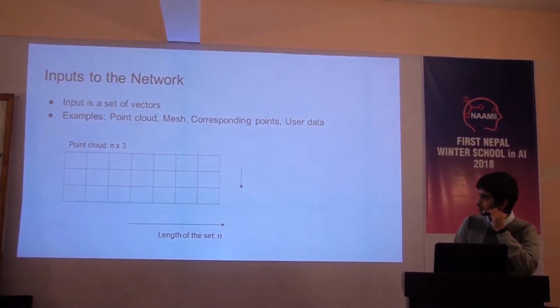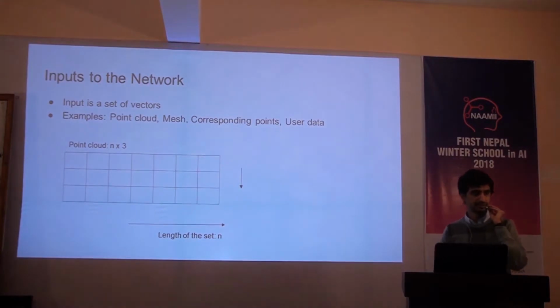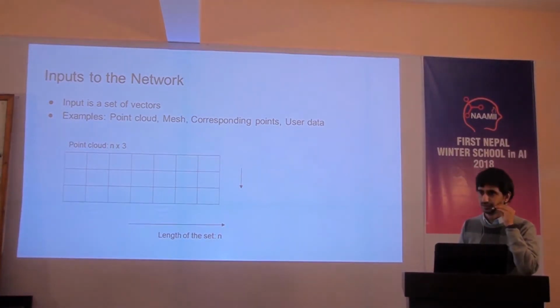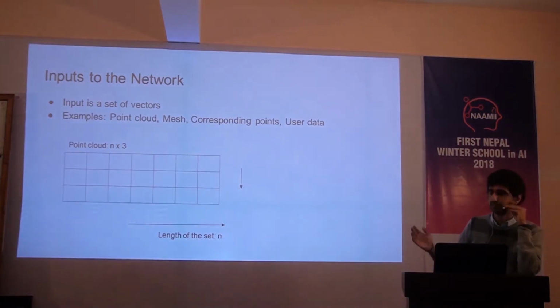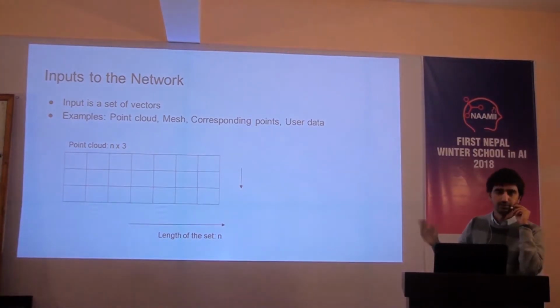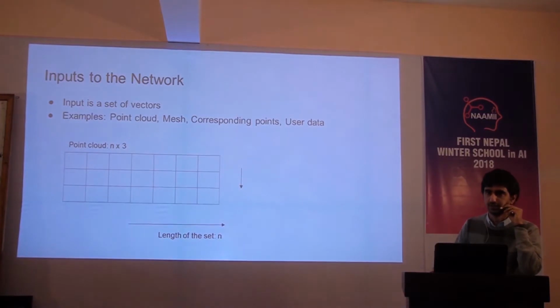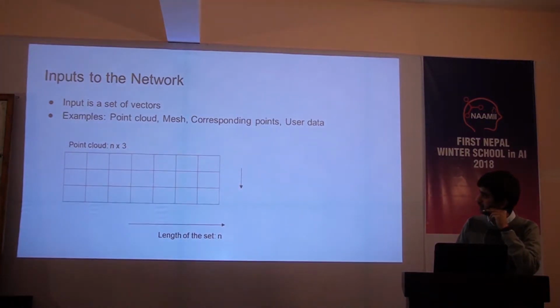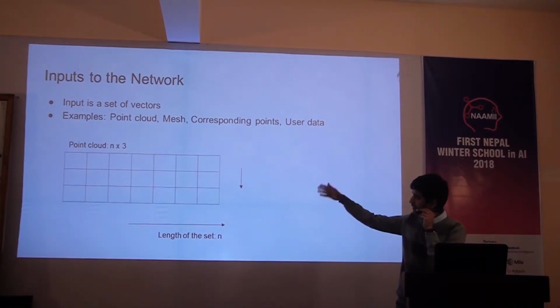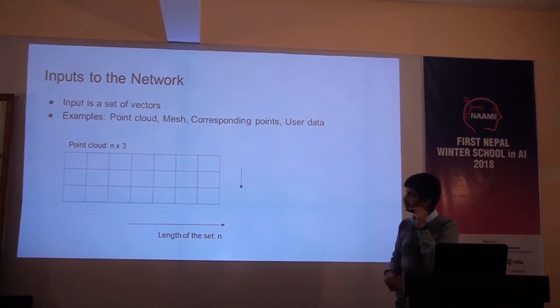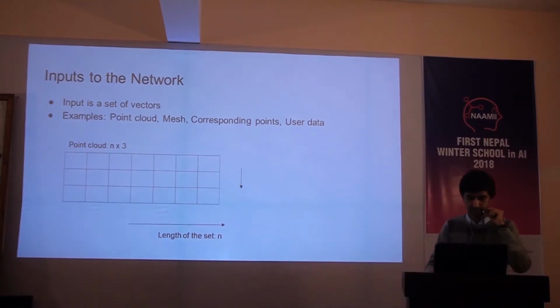So the input is a set of vectors. That's what we want to learn on. Examples could be point clouds, meshes, corresponding points in images, or any other kind of user data. For example, if it's a point cloud, you might have n cross 3, where n is the number of points, and 3 is the dimension of the point, which is x, y, z.